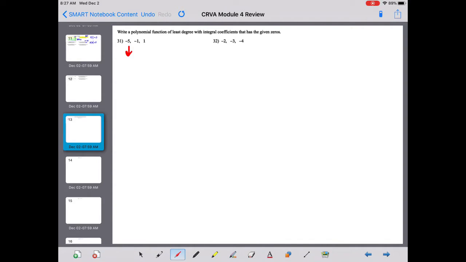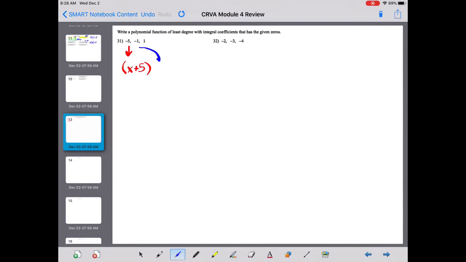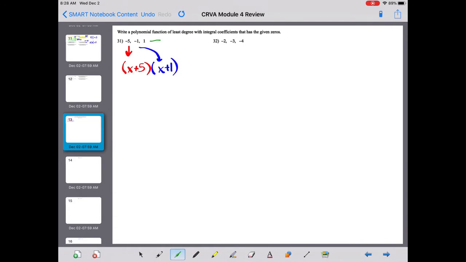So if -5 is a root or a zero or a solution, now we're going to go backwards from what we were just doing. If I know the zero, I can create the factor. If -5 is a zero, it comes from a factor x plus 5. And if -1 is a zero, it comes from the factor x plus 1. And if +1 is a zero, it comes from the factor x minus 1.